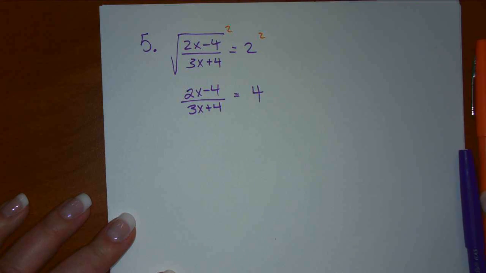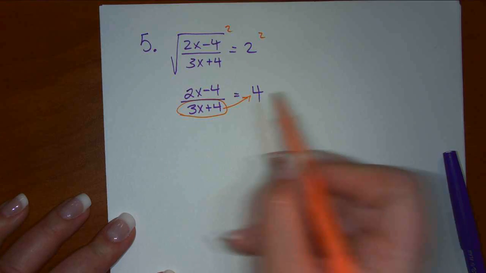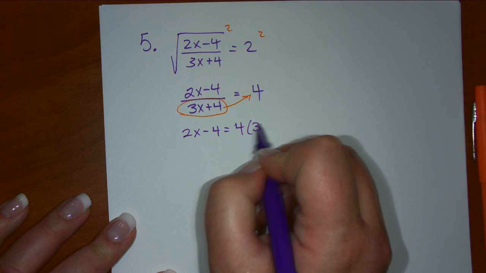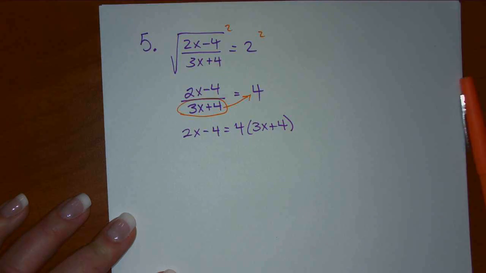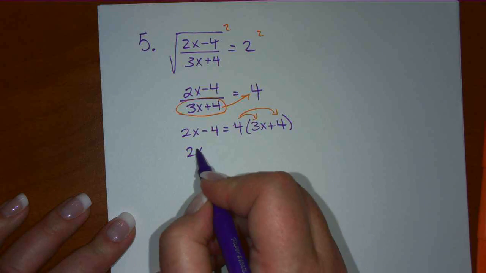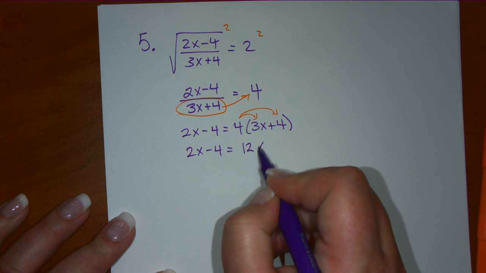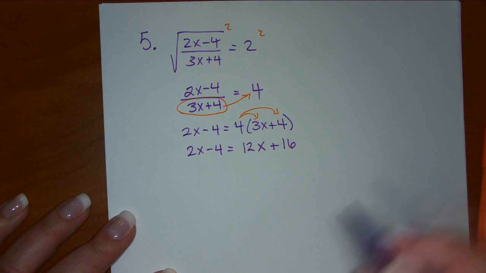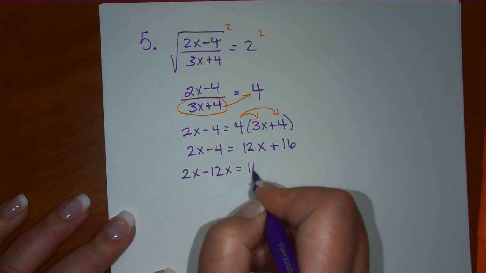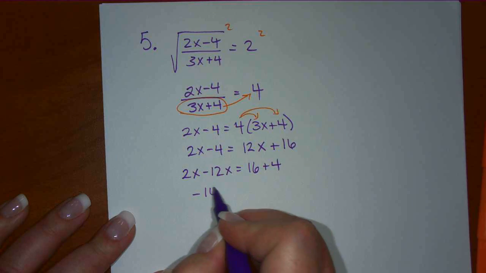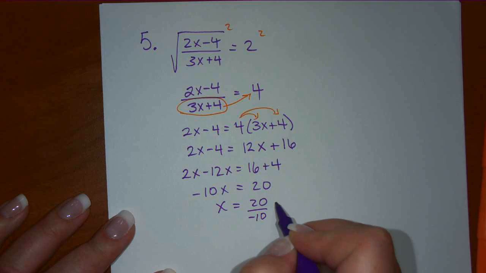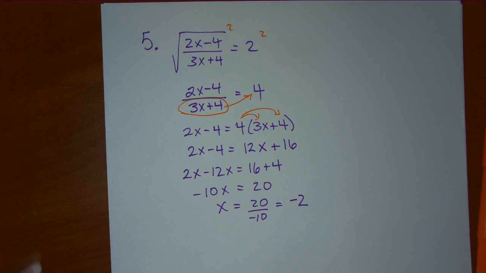Cross multiply. So that 3x plus 4 goes to the top of the other side. And expand that. Make sure you multiply it by both. 2x minus 12x equals 16 plus 4. Negative 2.